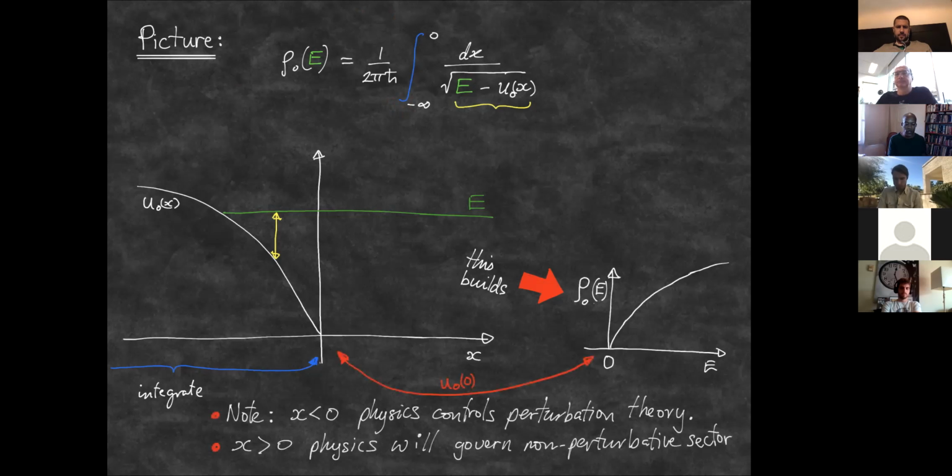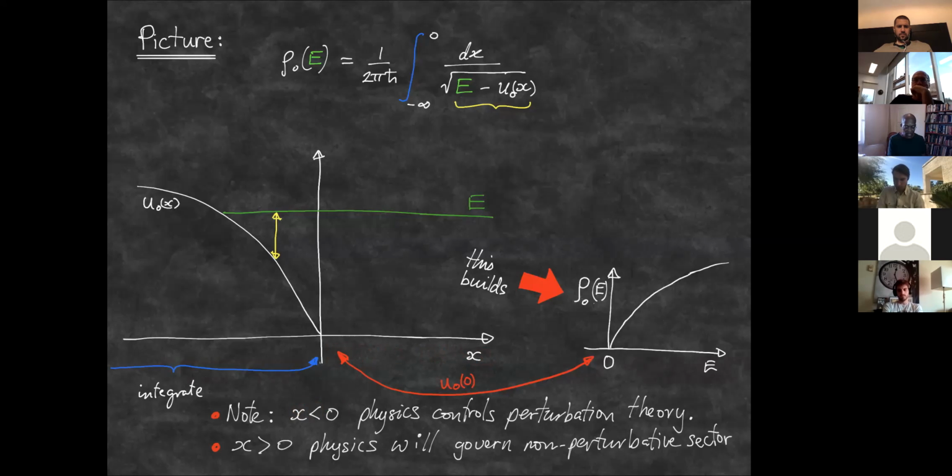A nice way of keeping track of some of the quantities is also to notice that U at zero essentially sets the lowest energy, the threshold energy, as I'll call it, for where the eigenvalue density vanishes. Now, a very important thing to appreciate here is that the X goes to zero physics, which is where the spectral density is supported classically, controls perturbation theory. But the X goes to the positive X theory will play a role as well and will control non-perturbative physics. So them all working together is what gives you a consistent theory.